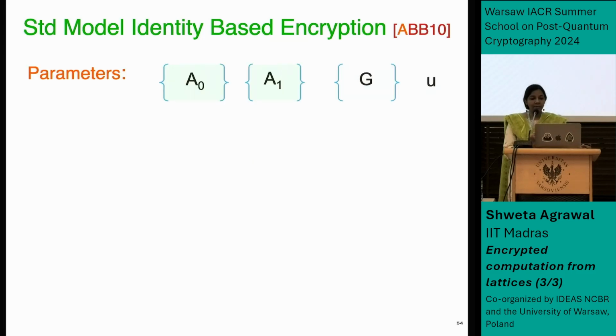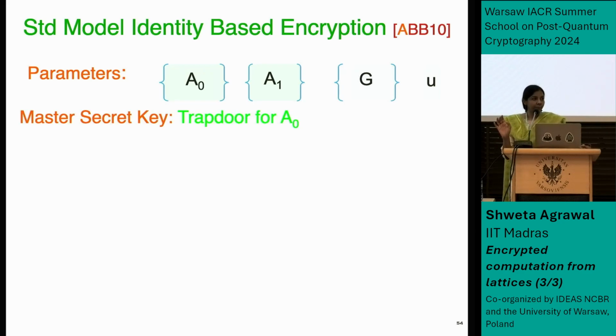So where's my A1? Here's my A1, this is my A1 in the real world. This was just chosen uniformly. In fact, it did not even have a trapdoor. But now in the proof, I cannot have a trapdoor for A0. But I need some way to sample solutions, right? Because I need to give you keys for FID where ID is not equal to ID star.